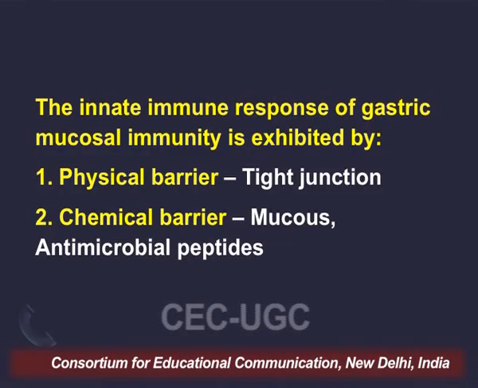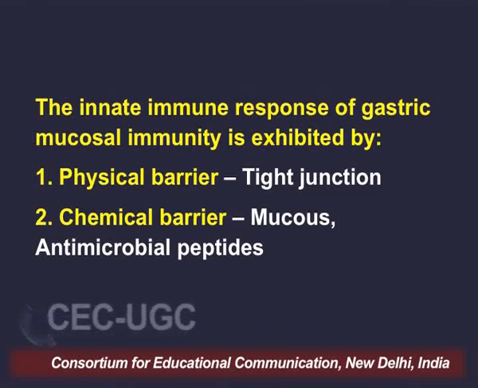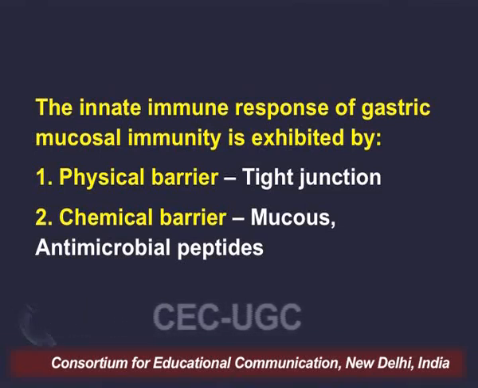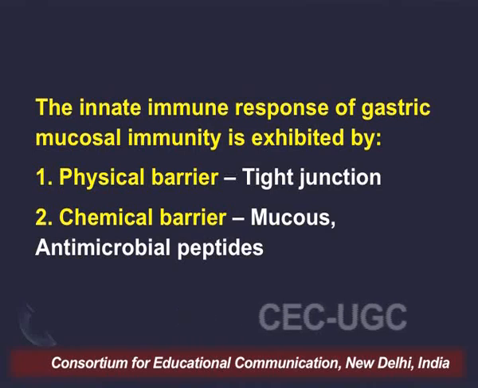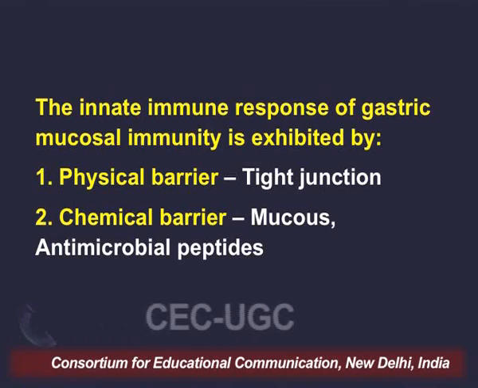So we can say that the innate immune response of the gastric mucosal immunity is exhibited by the physical barrier, which we have already discussed, that is the tight junctions that are formed by the proteins which are known as occludins or claudins. And the second component of innate immune response in GIT is the chemical barrier, which is formed by the mucus and the antimicrobial peptides, that is alpha and beta defensins and trefoil factors.